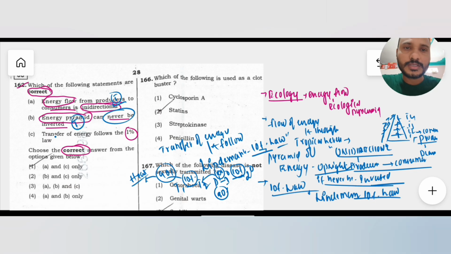So here, transfer of energy follows 1%: this statement is wrong. Choose the correct answer, A and B. So the fourth option is the right answer.